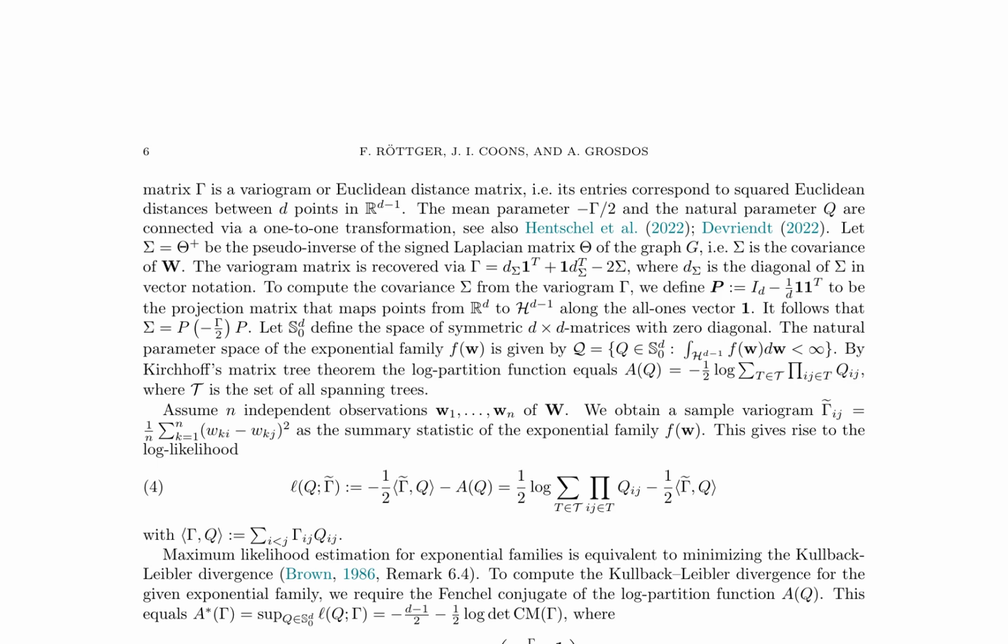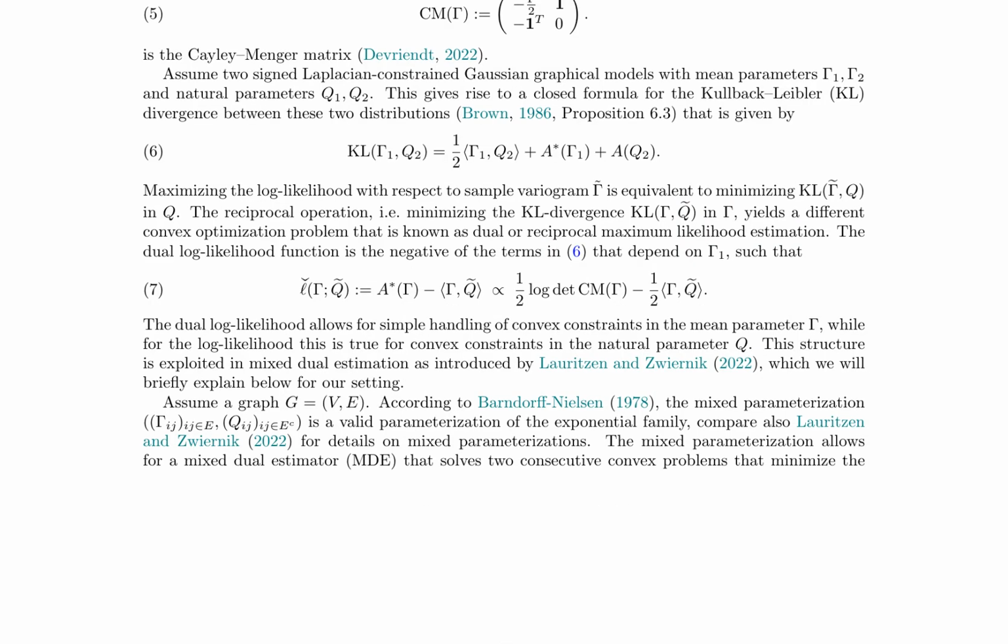The natural parameter space Q is defined as the set of symmetric D times D matrices with zero diagonal, satisfying certain integrability conditions. The log partition function A(Q) is given by Kirchhoff's matrix tree theorem, and the log likelihood function L(Q, Γ̂) is derived, where Γ̂ is the sample variogram. Maximum likelihood estimation is equivalent to minimizing the Kullback-Leibler divergence, which requires the Fenchel conjugate of the log partition function A(Q). This is given by an asterisk operator on Gamma, involving the Cayley-Menger matrix Cm(Gamma).